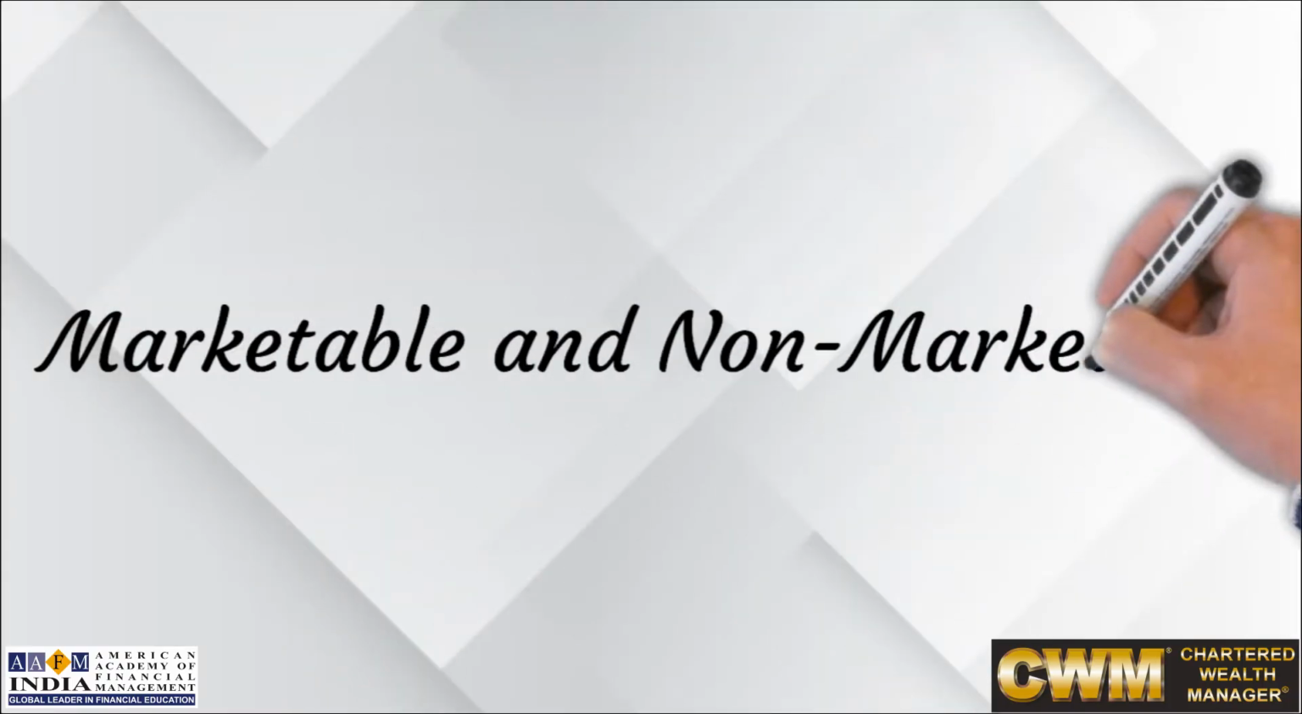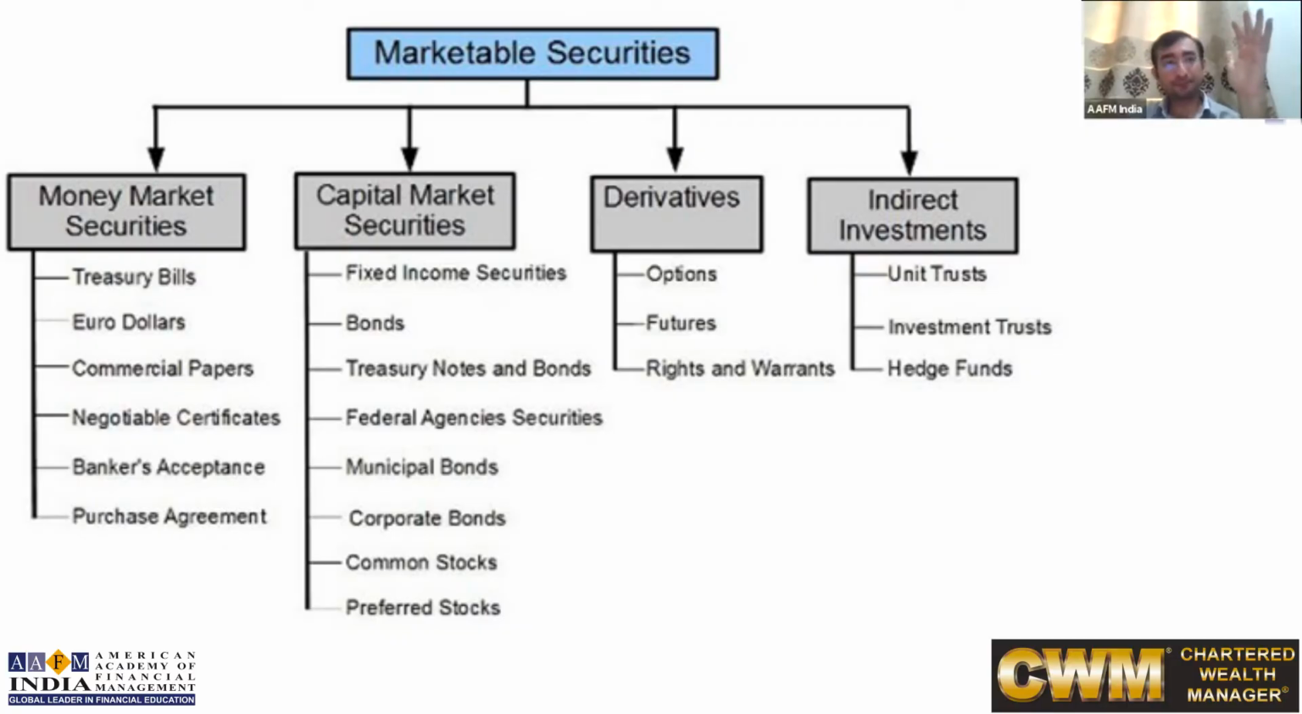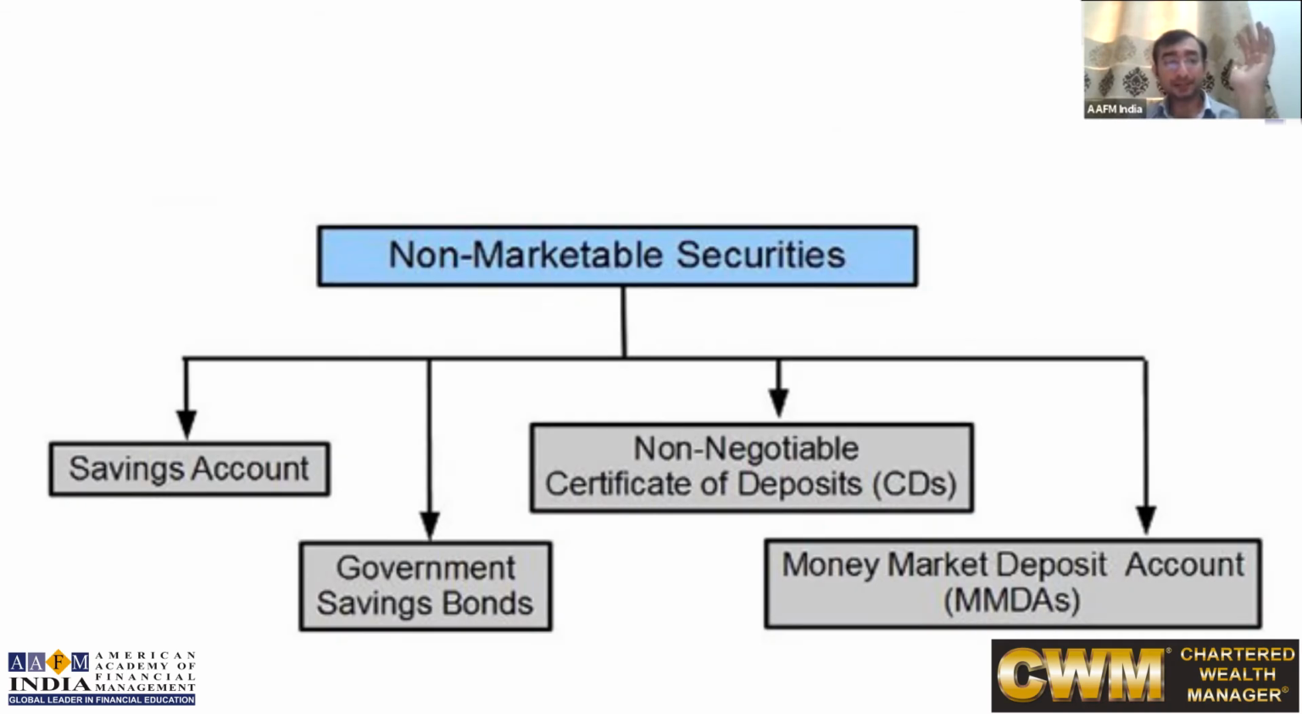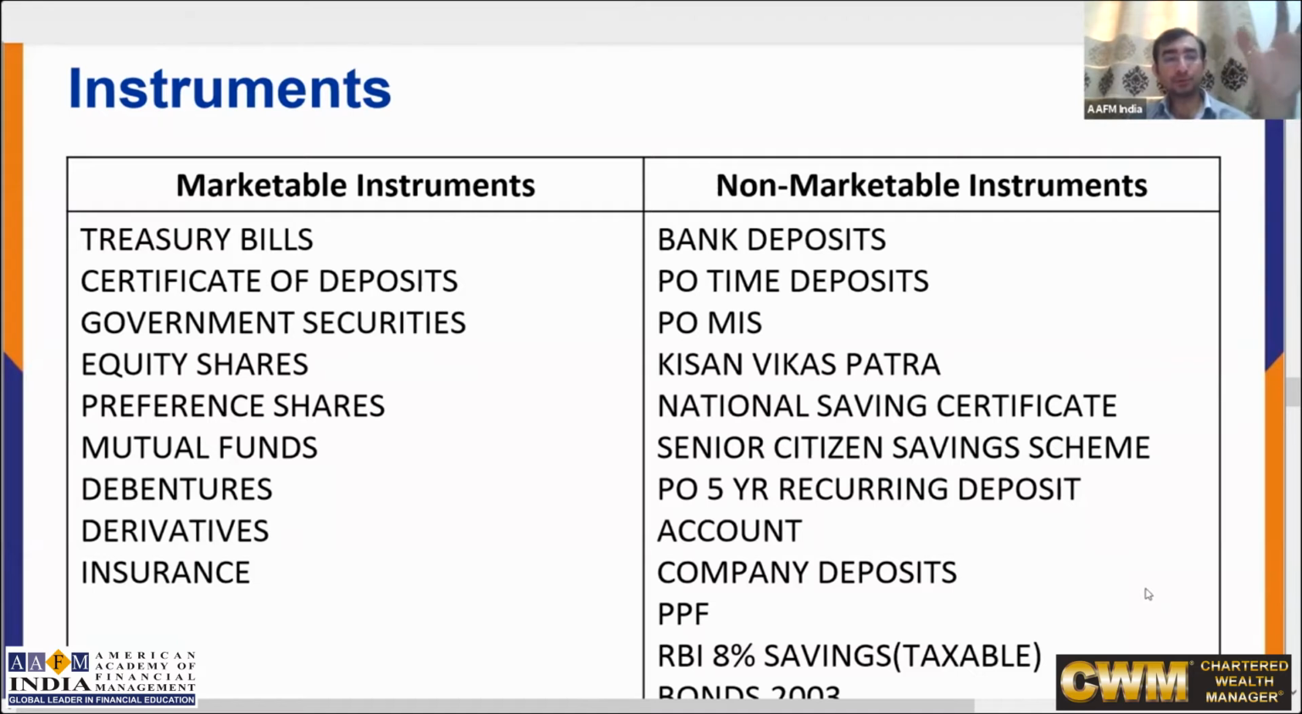You can categorize the investment options based on marketability. Instruments can be categorized as marketable or non-marketable. Marketable instruments are those which can be traded, which have a secondary market and can change hands. A non-marketable security is something where you own a security, you have bought it, but you are not allowed to sell it to somebody else. There's no platform where the instrument can change hands.